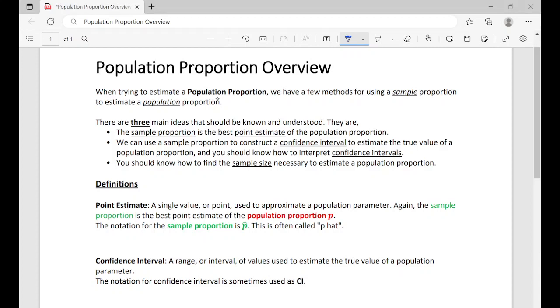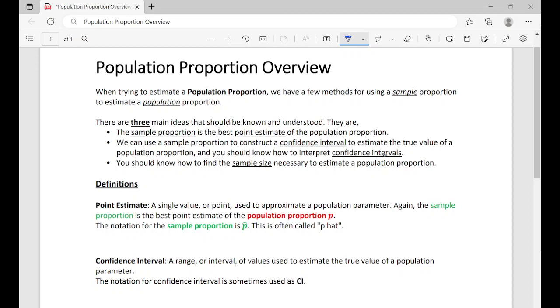When trying to estimate a population proportion, we have a few methods for using a sample proportion to estimate a population proportion. There are three main ideas that should be known and understood. They are: the sample proportion is the best point estimate of the population proportion. We can use a sample proportion to construct a confidence interval to estimate the true value of a population proportion, and you should know how to interpret a confidence interval.